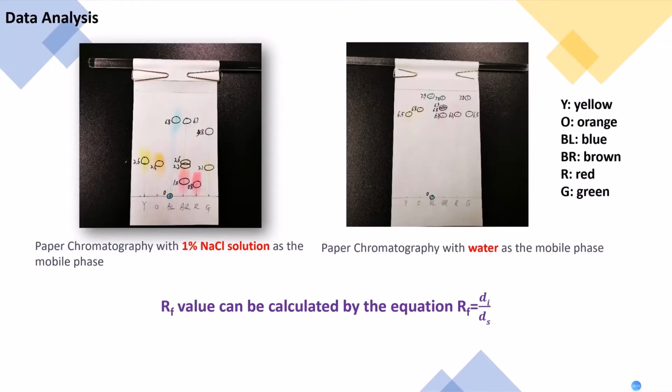In this experiment, 2 mobile phases have been adopted. They are sodium chloride solution and water. The result of using 1% sodium chloride solution is on the left, and the result of using water is on the right. You can simply compare these results by yourself. The RF values of each component can be calculated by the equation mentioned above.